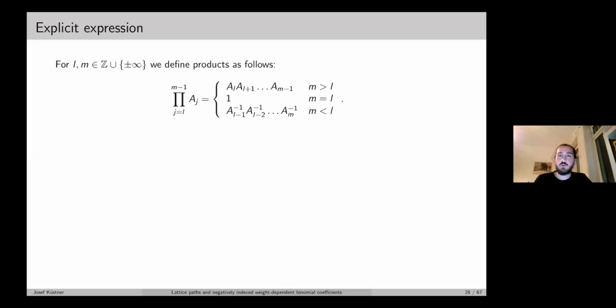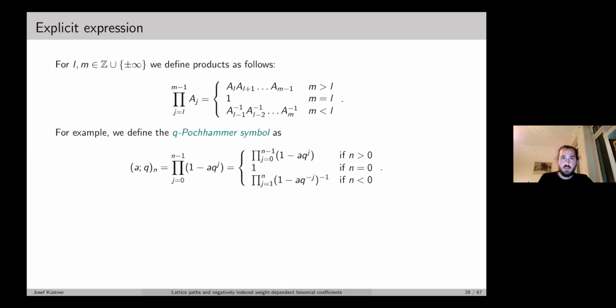And if m is smaller than L, then we go backwards in the product and we take it to the power of minus 1. So we start with a_(L-1), a_(L-2), to the power of minus 1, and so on until we reach a_m to the power of minus 1. And the q-Pochhammer symbol we can define as the product from 0 to n minus 1 of 1 minus a q to the power of j, so the (a;q)_n Pochhammer symbol, which is by the definition of the product defined like this here. That maybe you have seen before.